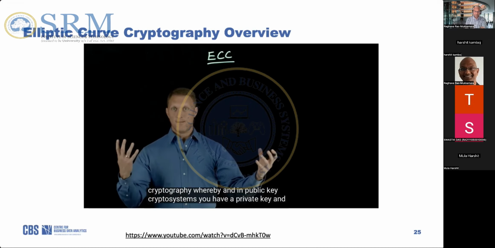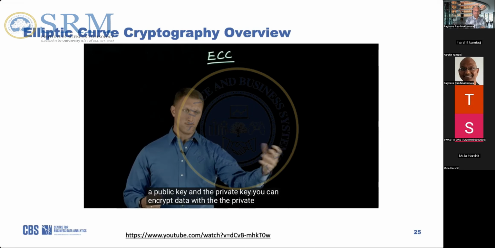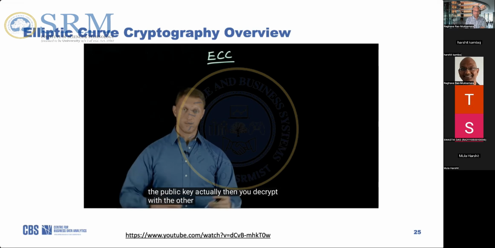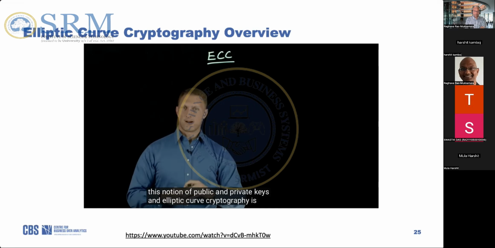It's a public key crypto system type of cryptography, whereby you have a private key and a public key. You can encrypt data with the private key or the public key, and then you decrypt with the other one. So there's this notion of public and private keys, and elliptic curve cryptography is one of those.